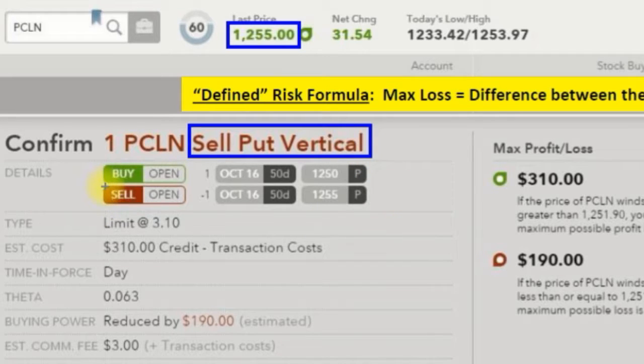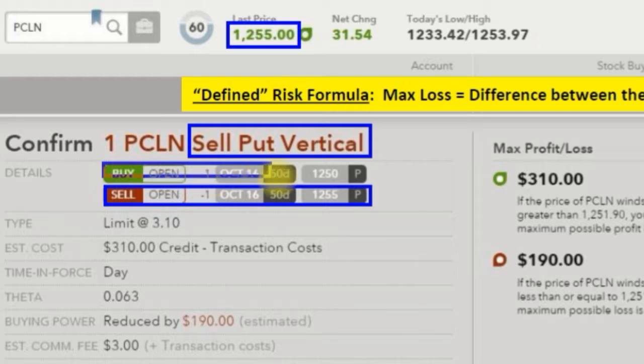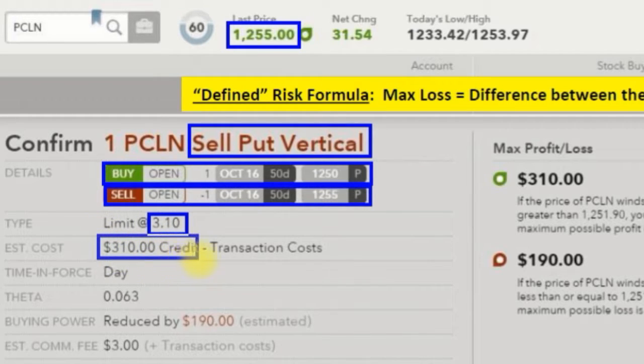So we start out by selling that $12.55 put, and in this case we're buying the $12.50 put as protection. And we end up selling this thing for $3.10, which, as we know now, times 100 means we collect $310 credit for selling this thing.